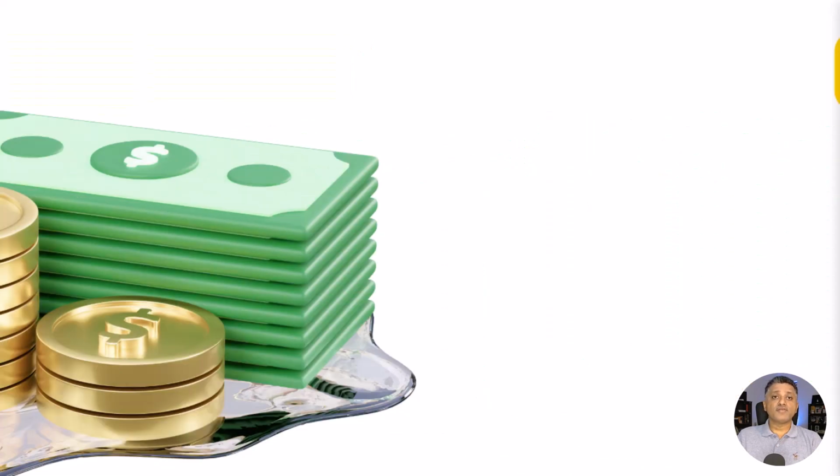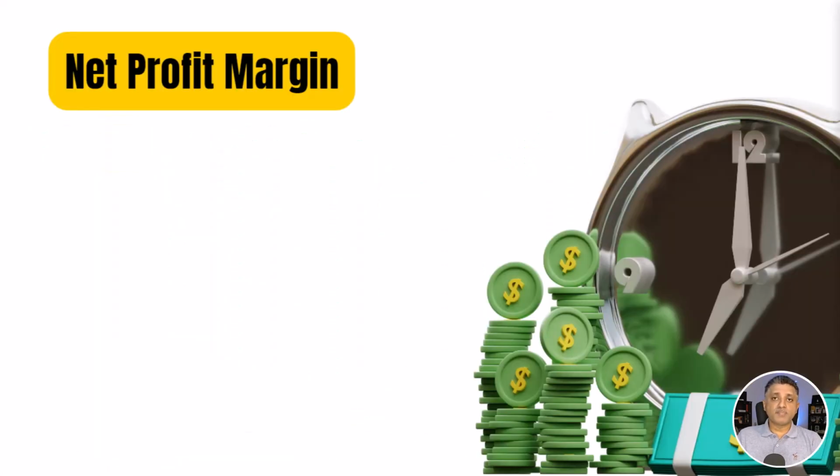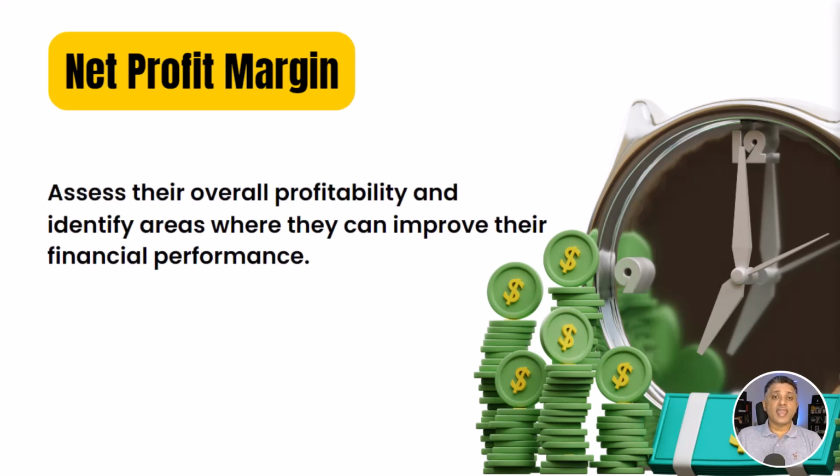Fourth, net profit margin. Net profit margin is the percentage of revenue that remains after deducting all expenses. By tracking changes in net profit margin over time, businesses can assess their profitability and identify areas where they can improve their financial performance. For example, a business may track the net profit margin and compare it to industry benchmarks or competitors to determine how they are performing in the market. They may also analyze their net profit margin to determine if they are making enough profit to reinvest in their business or pay out dividends to shareholders.